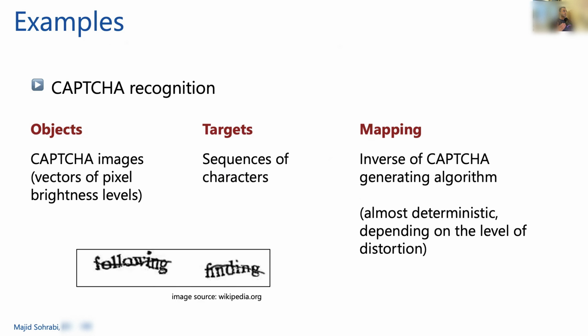As a last example, I can introduce captcha recognition, that is, how to make automated captcha recognition. Most of you are familiar with this type of task. When we enter a website to determine whether we are a bot or a human, there will be a captcha where we have to identify the letters. So here the object is the image of pixels of specific letters, and the target would be a sequence of these characters.